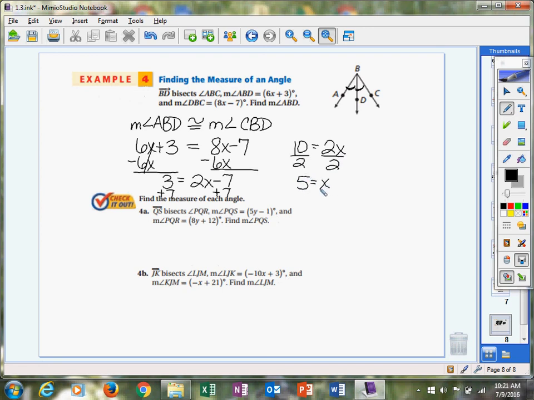That's not what they're asking us to find, but we need that to help us find what we are looking for. To find ABD, we know that ABD is 6x plus 3. Now that we know x, we can insert that and then use order of operations to find the angle measure. The angle measure in question is going to end up being 33 degrees. So these are pretty easy.